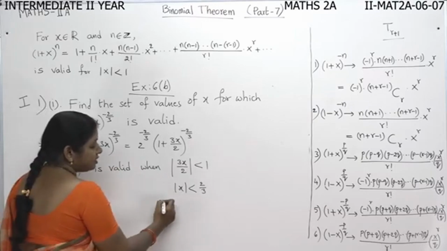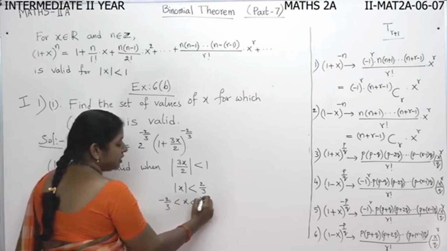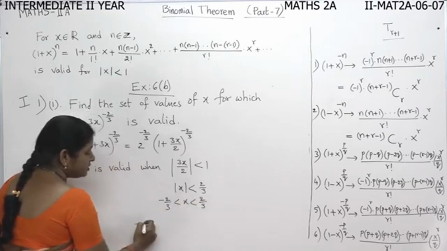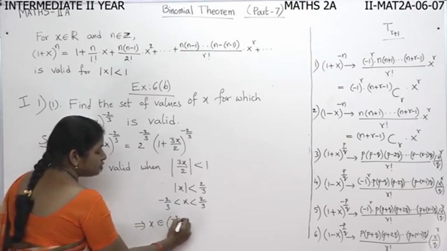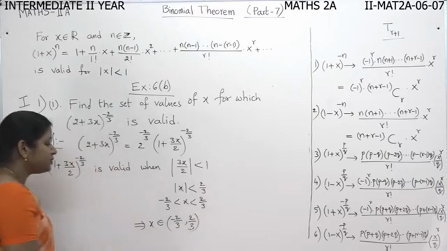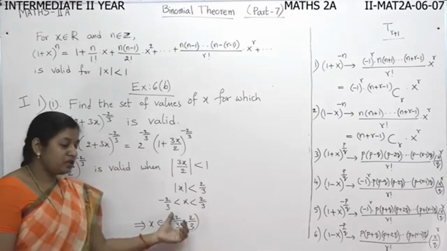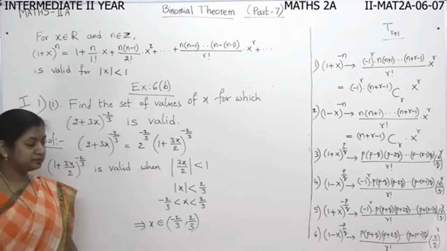So we can write this as minus 2 by 3 less than x less than 2 by 3, or I can say that x belongs to the open interval minus 2 by 3 comma 2 by 3. So whenever x belongs to this open interval minus 2 by 3 comma 2 by 3, the series is valid.